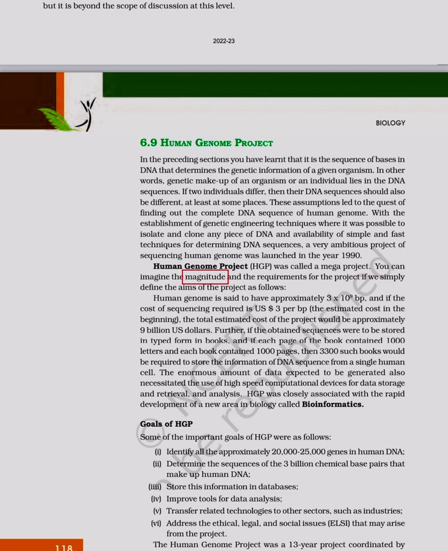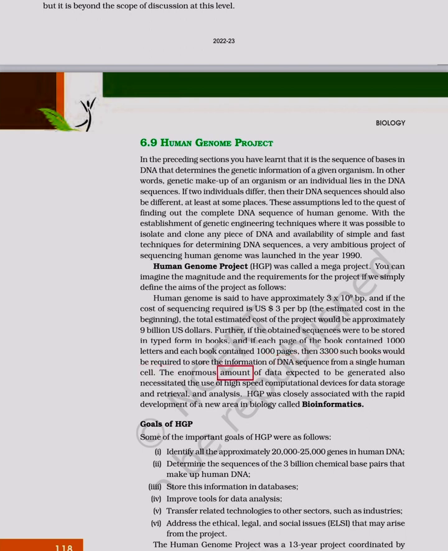You can imagine the magnitude and the requirements for the project if we simply define the aims of the project as follows. Human genome is said to have approximately 3 x 10^9 bp, and if the cost of sequencing required is US $3 per bp, the total estimated cost of the project would be approximately $9 billion US. Further, if the obtained sequences were to be stored in typed form in books, and if each page of the book contained 1000 letters and each book contained 1000 pages, then 3,300 such books would be required to store the information of DNA sequence from a single human cell.